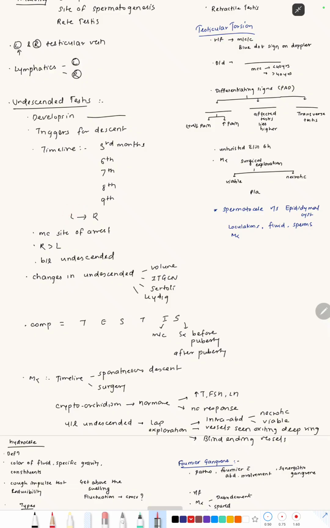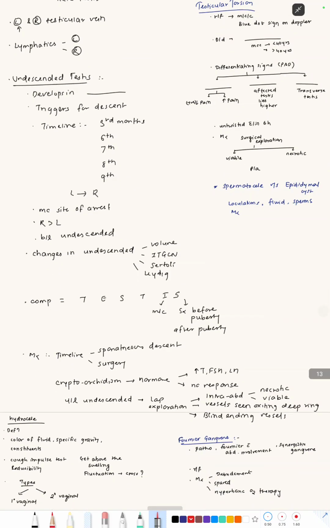Now, first the left testis descends and then the right testis descends, because of which normally or physiologically also the left testis is located lower as compared to the right testis. Most common site of arrest is going to be at the inguinal region. Then most commonly there is a right undescended testis as compared to left in unilateral. Bilateral undescended testis is what we call cryptorchidism.